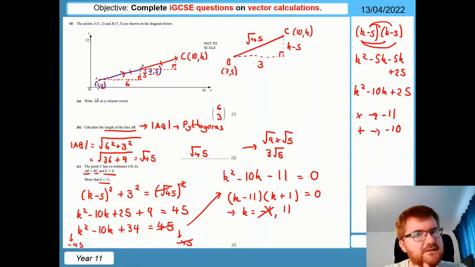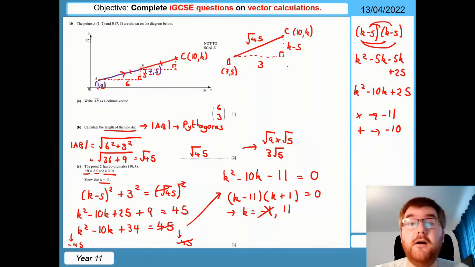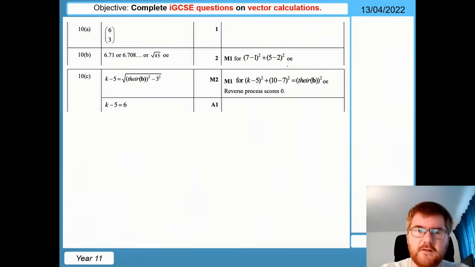Again, they try to integrate some quadratics into that, and also this so-called distance formula that at IGCSE you're not given, but at IB you are given, so that's kind of confusing. Right, there's the mark scheme, so you can have a look at what I've done there. They've done it slightly differently to how I did for 10C, but of course they got to the final answer of 11 as well.